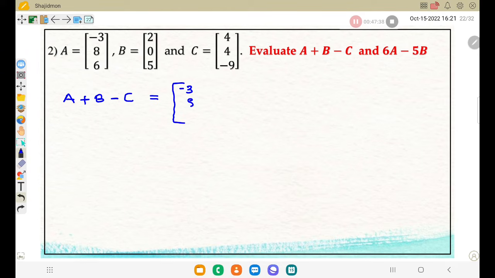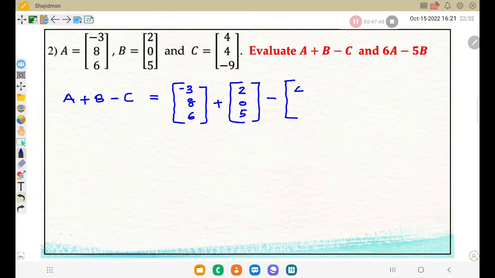A is [-3, 8, 6], plus B matrix [2, 0, 5], minus C matrix [4, 4, -9]. So we can calculate it like this: the first two matrices we need to add, the third matrix we subtract. So -3 plus 2 minus 4 for the first number. Correct? First two numbers add, third subtract.